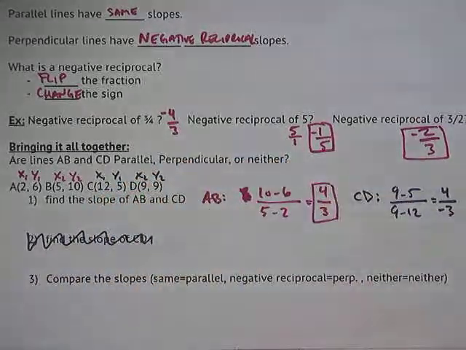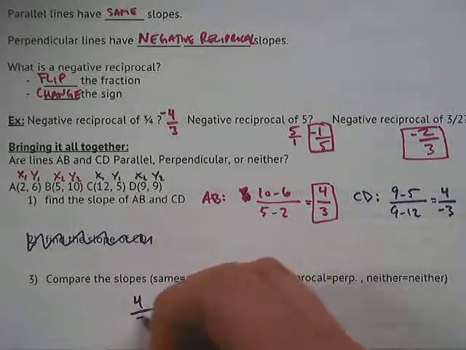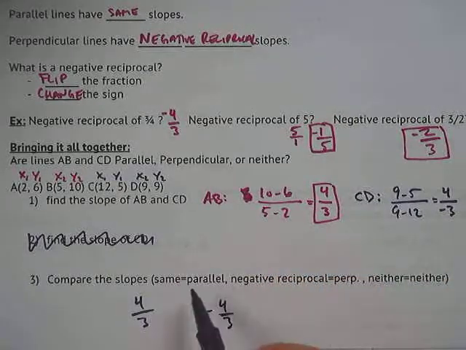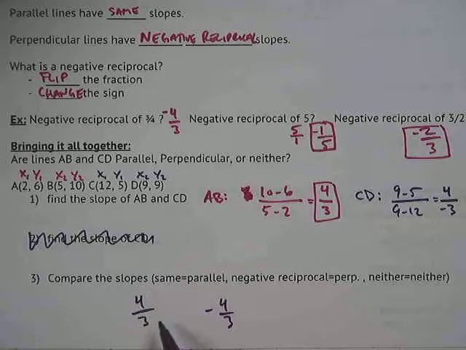Right, well, that's a redundant step. Sorry, guys. We already found the slope of AB and CD, so we don't need to find the slope of CD again. And now we want to compare the slopes. So the two slopes we had were 4/3 and -4/3.